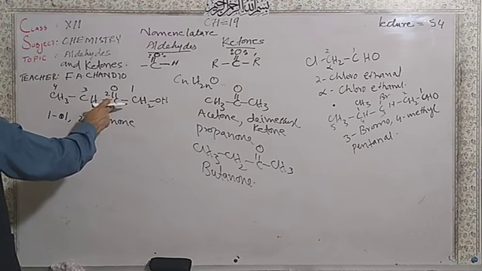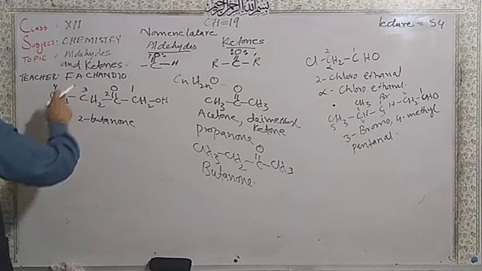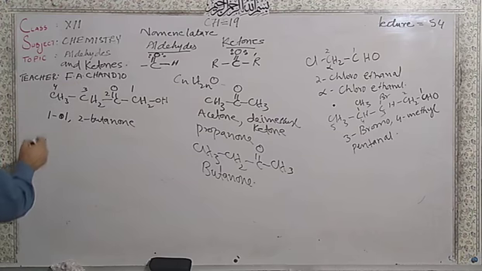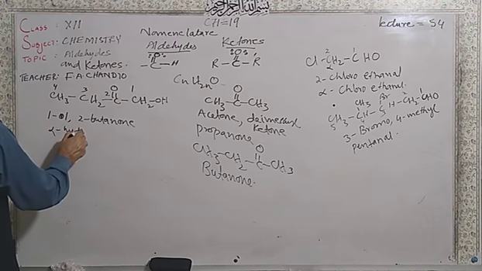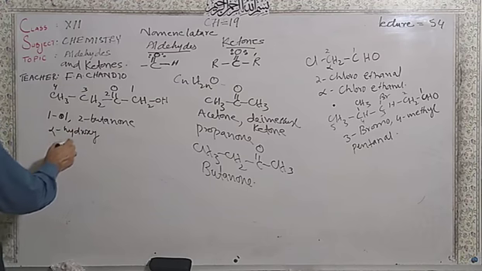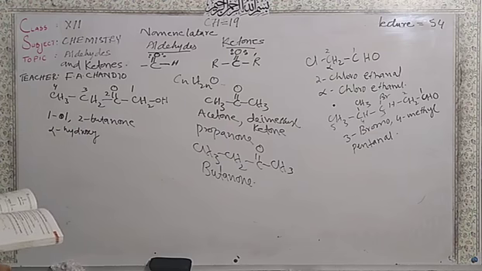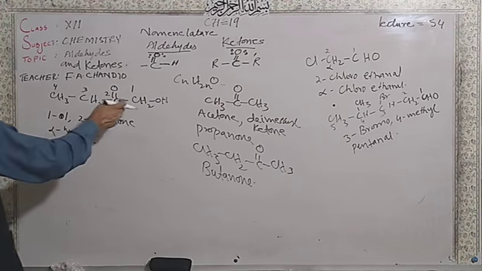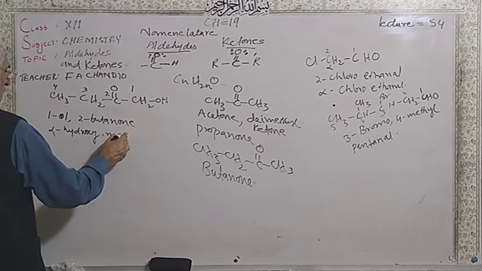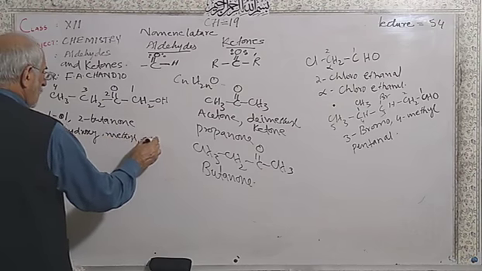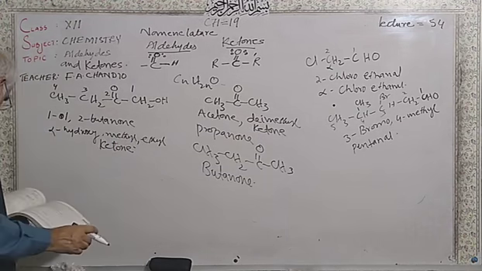This is the functional group. This is the alpha carbon and this is the alpha dash carbon. So this is alpha hydroxy, alpha hydroxy methyl ethyl ketone. Methyl ethyl ketone.